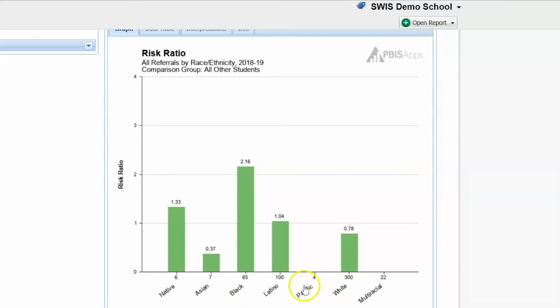At this school, we see students identified as Latinx have a risk ratio of 1.04, which is very close to 1. Though not quite equal, there is a reasonably proportionate chance our Latinx students will receive a referral when compared to the group of all other students in the school.